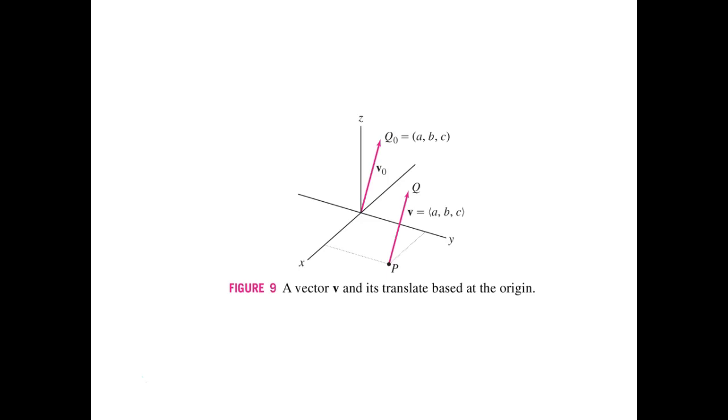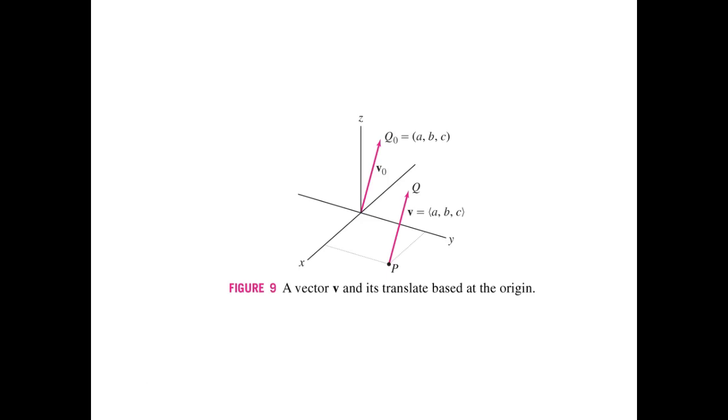This vector represents this vector here too, but this one is not located at the origin. Its initial position is out here at P, ending at Q. But again, the components are just from P to Q: A units in one direction, B units there, and C units up. That would give you this vector, which is exactly the same dimensionally as V0, which is from the origin to Q0, that point A, B, C. So vector V and its translate.